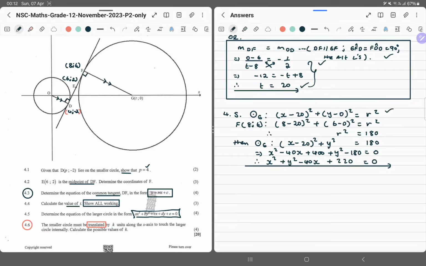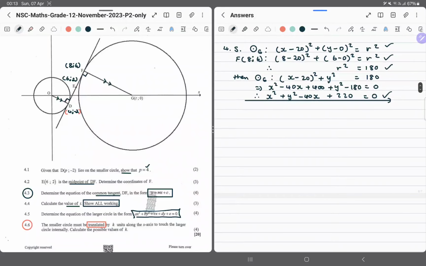So essentially this first expression is important, the necessary substitutions and finding r squared is the third mark, and then the fourth mark is literally extending that equation into the format that is essentially required. So this was easy 4 marks. Now let's do the last question.